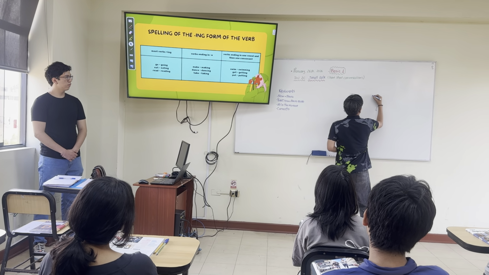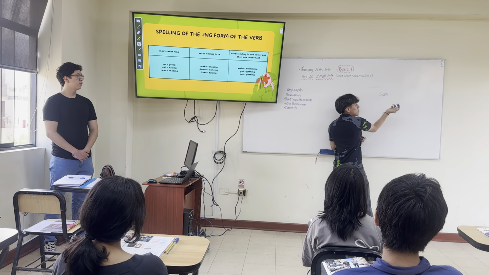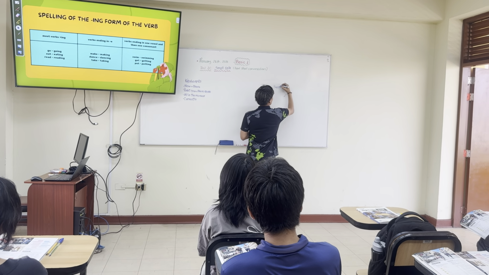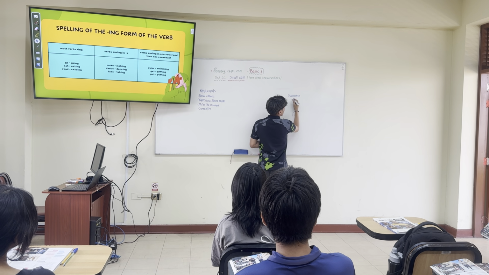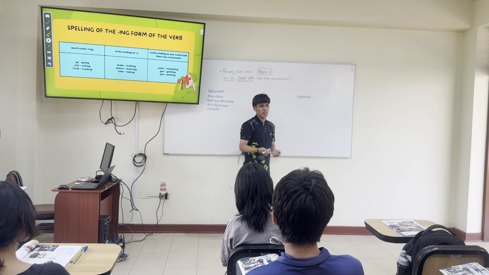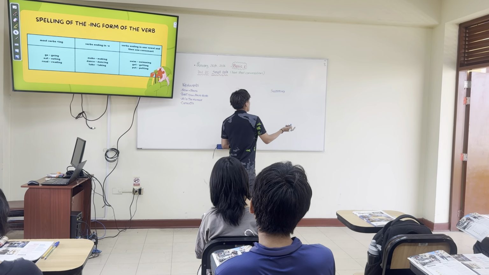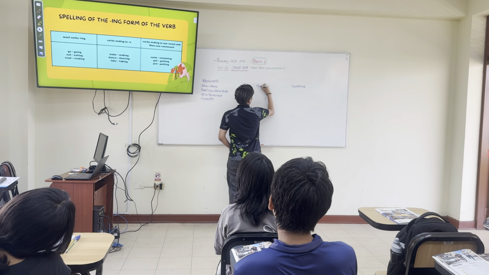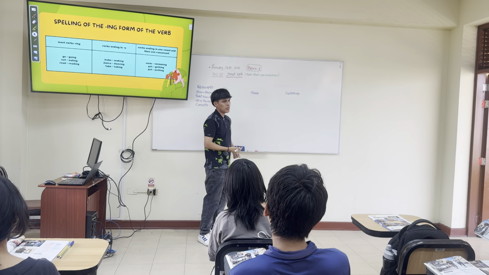swim is consonant, vowel, consonant. We need to add one letter. This is the consonant. Swimming, double M. For example, another, whatever verb. Play. This is very simple. This is the first. We only add ing. Playing.